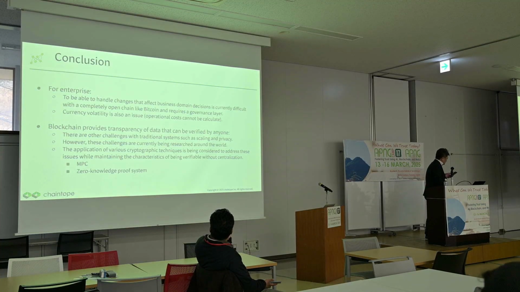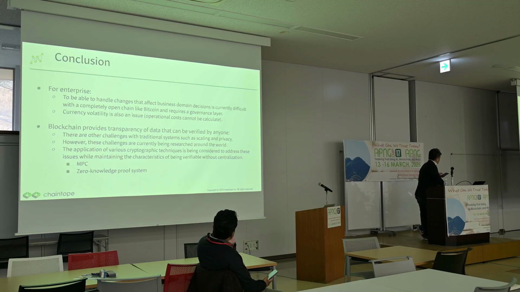Now let's move to the summary. For an enterprise to handle changes that affect business domain decisions is currently difficult with a completely open chain like Bitcoin. It requires a governance layer, and currency volatility is also an issue. Operation costs cannot be calculated.